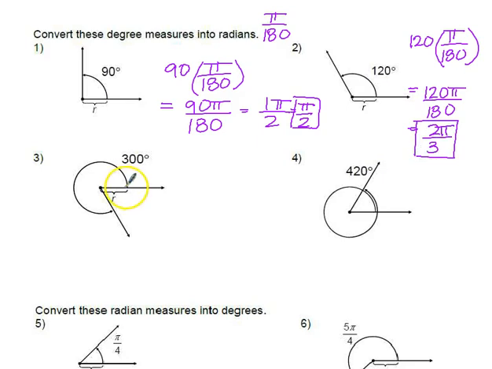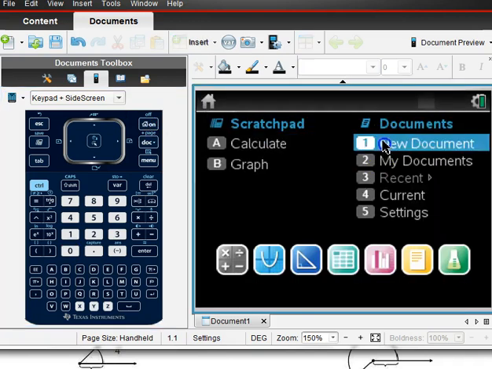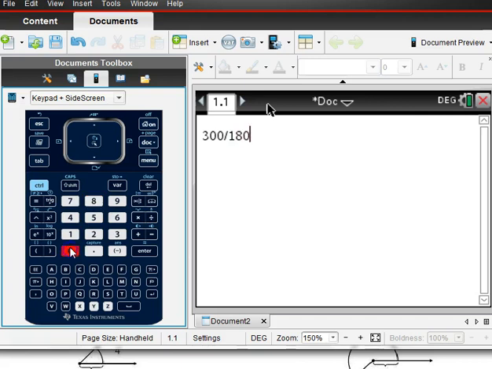We have 300 degrees, so it opens from the positive x-axis and it rotates all the way around until we get to 300. So we have 300 times pi over 180. We're going to put all this together, so we get 300 pi over 180, and again, I'm just going to type in 300 over 180 in my calculator and see what that fraction reduces to. I can show you: new document, add calculator, so 300 divided by 180.